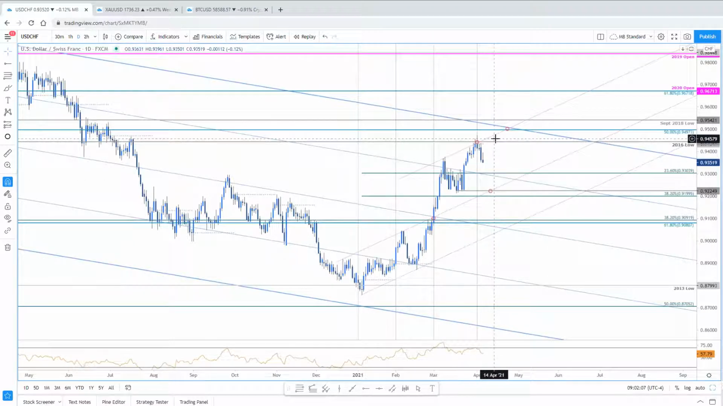And you don't really run into any major key support until you run into the 93 handle. So I do think there's a risk here for a larger turn, or at least in the near term, the immediate threat is still for a larger pullback lower. Kind of goes in stride with the DXY setup, with the euro setup, a little bit more in the dollar, but let's start to clean it up.